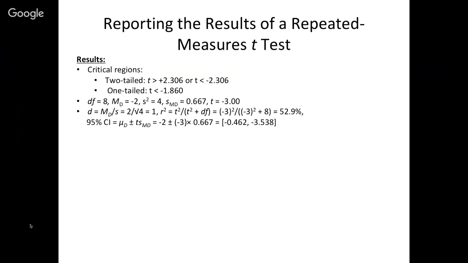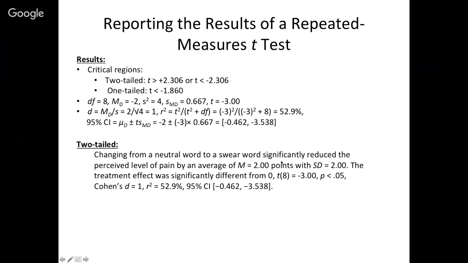After we know how to compute the t value and the effect size, now we need to learn how to report the result in APA style, using a sentence. For example, we have this result, right? So that's what we computed. We know the critical region, we know all of the statistic values, and we know the effect size. So let's write a sentence.